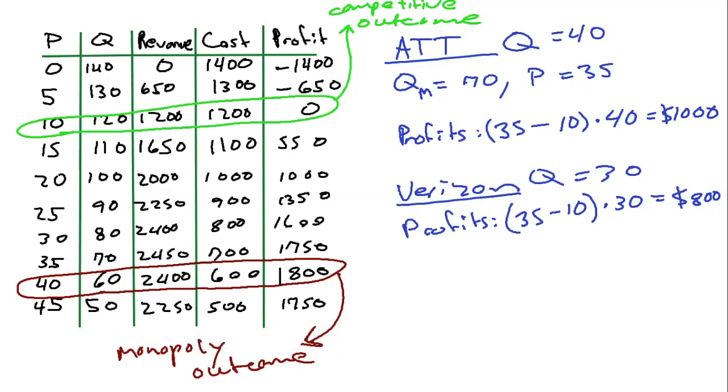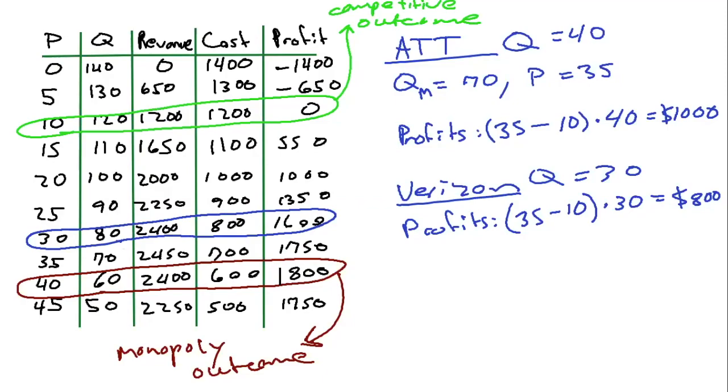So obviously, as an individual, AT&T has an incentive to deviate from their agreement. AT&T can increase its profits. However, if both firms decide to deviate and both produce 40, the total quantity is going to be 80 at a price of 30, which means they would generate 1,600 in profit split between the two of them, or 800 each. If they both deviate, they're worse off than if they had stuck to their agreement.